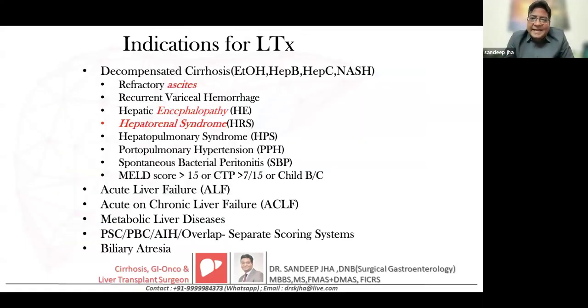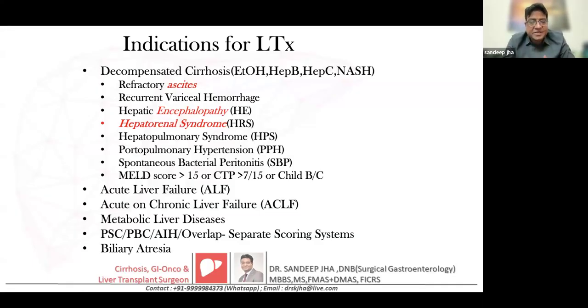Now, I have listed the indications for liver transplant. All of them are not very common, but yes, refractory ascites, when you are having to take out water again and again from the tummy, that is called refractory ascites, and your diuretics are failing. Your diuretics are not working, so the patient requires transplant.